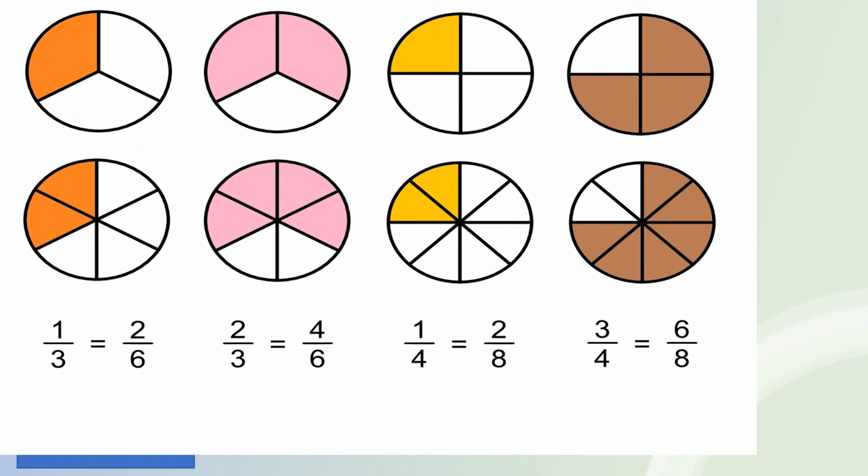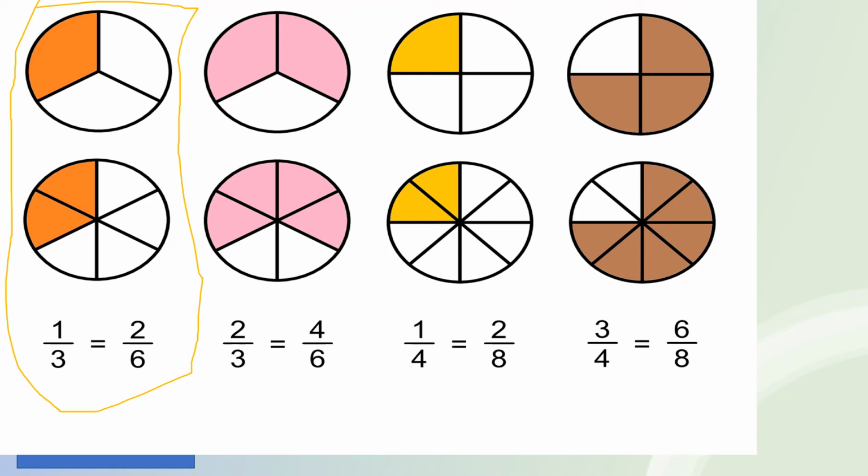Okay, let's now see this part. If you look at this part, we have two circles. In this one, there are three parts and one is shaded out of three. In another circle, we have six parts and two parts shaded out of six. So these two mean 1 by 3 and 2 by 6. So these exactly mean the same. Okay, these are equivalent fractions.